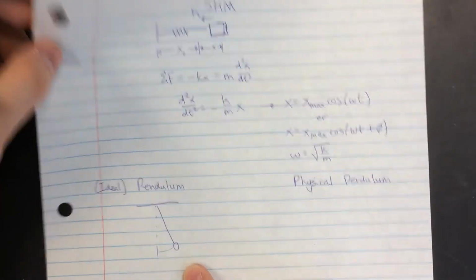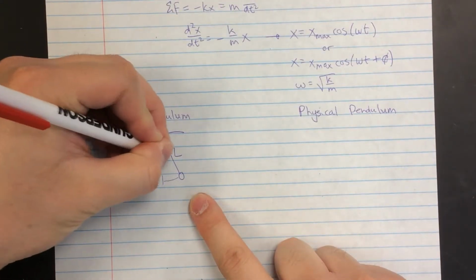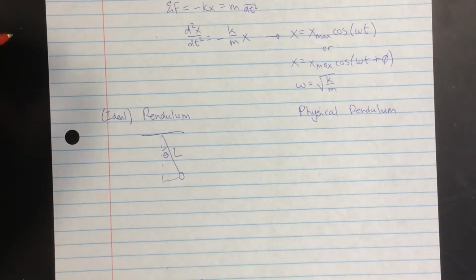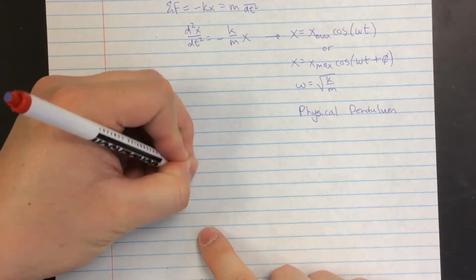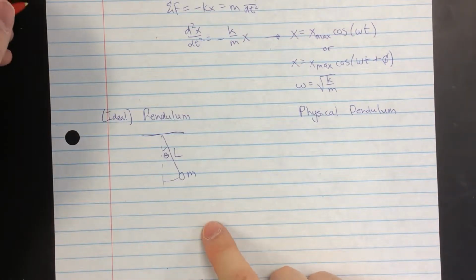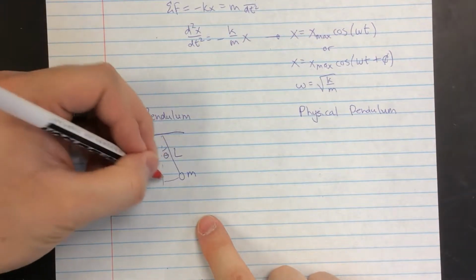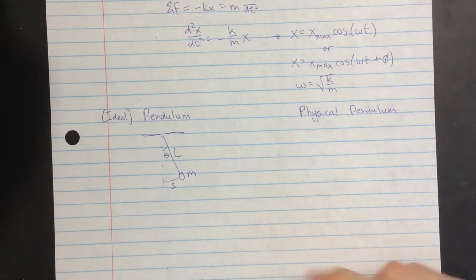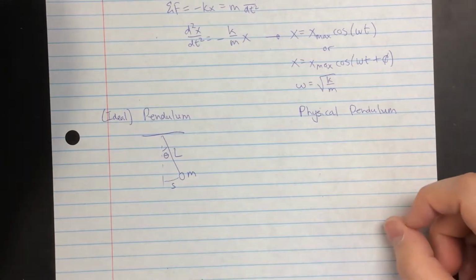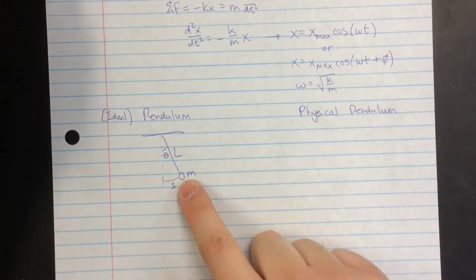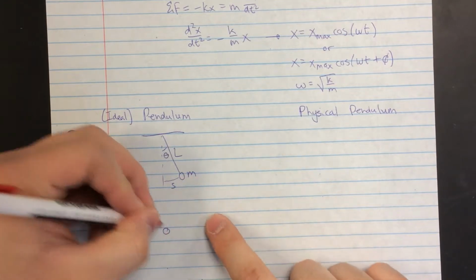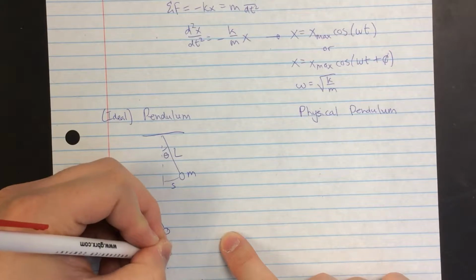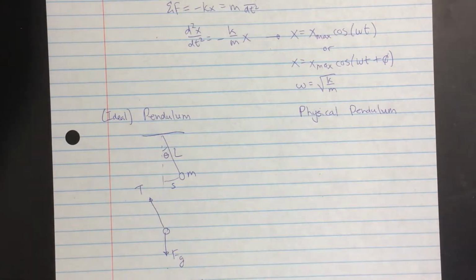It has some length L. At some moment, it is at some angle theta. Your angle is a function of time. All the mass is concentrated at the end, right? And as it swings through this angle theta, it's also swinging through some arc length S. Okay, and if you do the free body diagram on this mass, you have tension, you have gravity, and that's it.